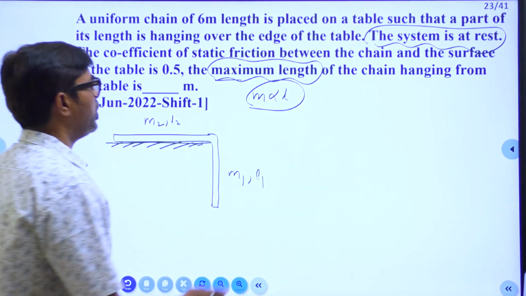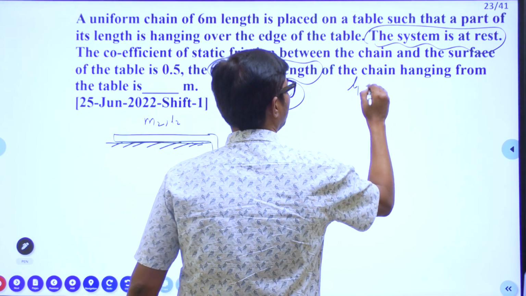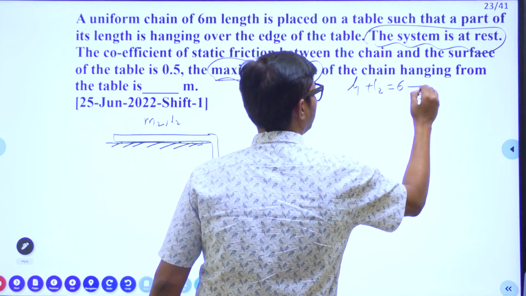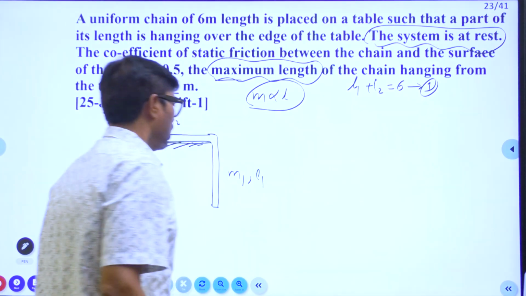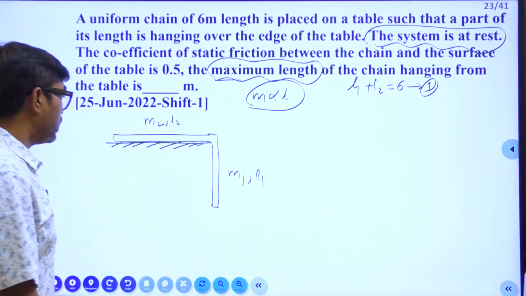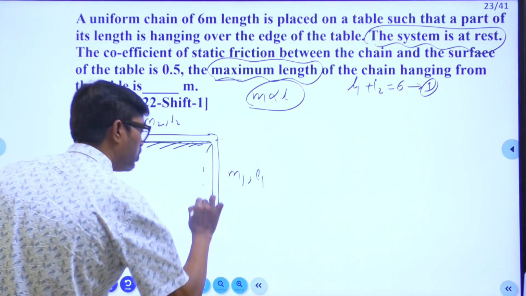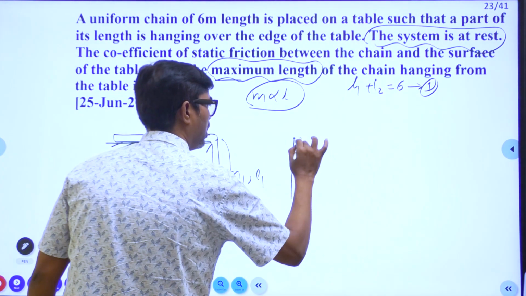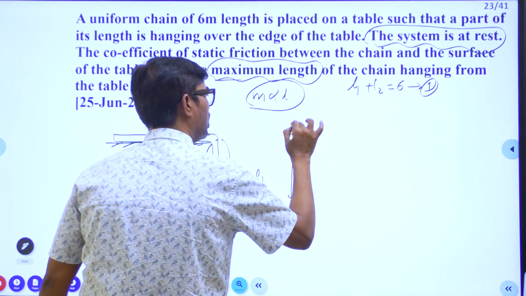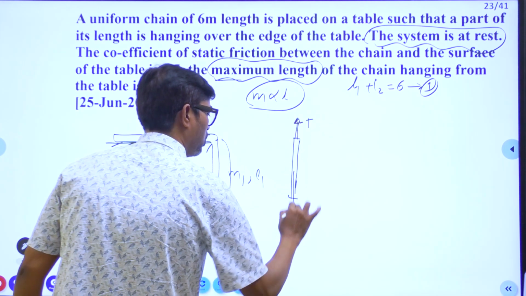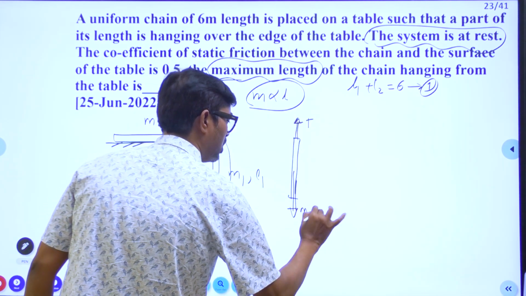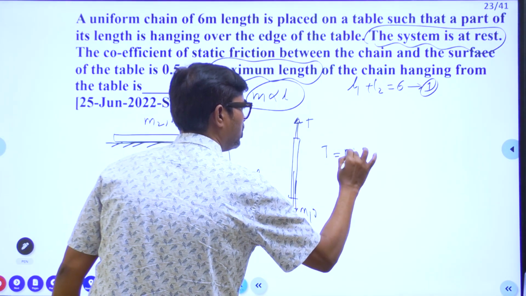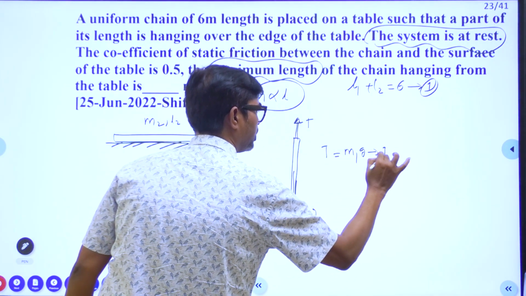And of course, we know L1 plus L2 equal to 6 meters. Total length of the chain is 6 meters. Now we'll write the equilibrium situation for each. So if I look at the hanging part and draw the free body diagram for that, you have, let's say, tension T here, and balancing m1 g. So you get T equal to m1 g. That is one equation I'm getting.